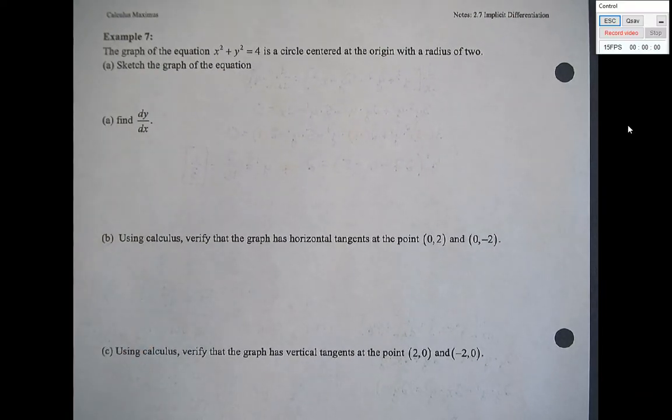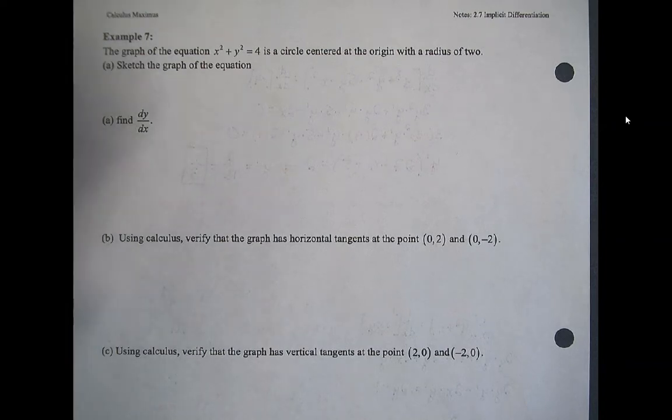All right, so the graph of the equation x squared plus y squared equals 4 is a circle centered at the origin with a radius of 2. We might remember that from our conic sections lesson in geometry, or maybe Algebra 2 or pre-calculus. Anyway, x squared plus y squared equals 4 is a circle centered at the origin with a radius of 2. Kind of makes sense, right?